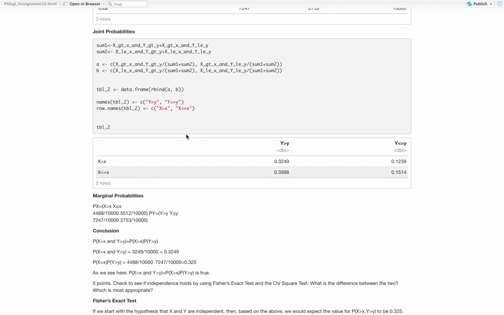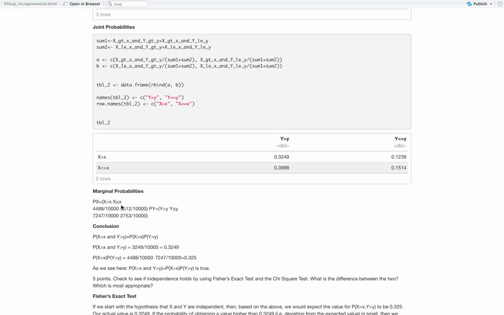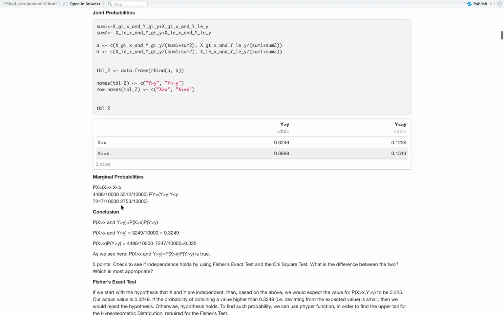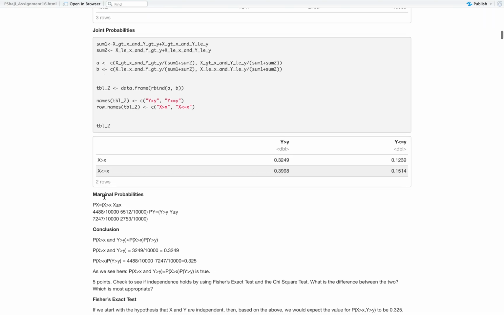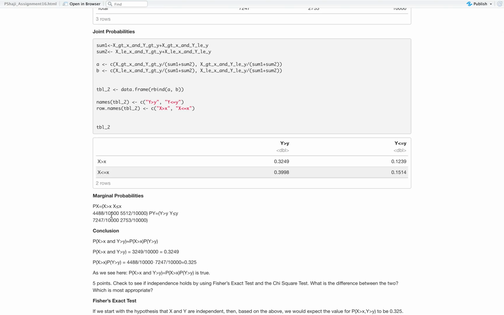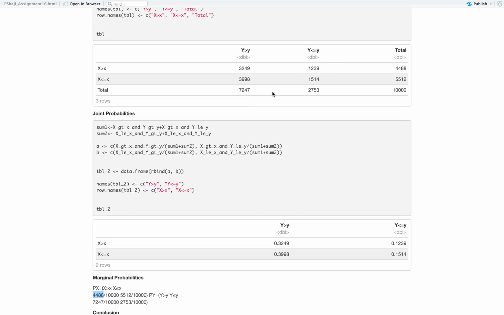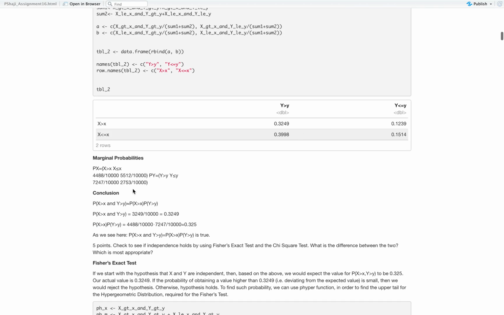And after finding the joint probability, we calculate the marginal probability, and as I told, that's the occurrence of a single event. So if we see here, P(X = x), that is our first column, we get 4488 divided by 10,000. This value we have taken from here, the total probability of X = x. Similarly, for Y = y, we have taken 7447.